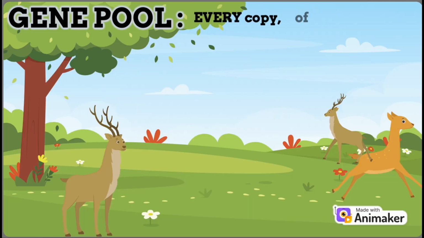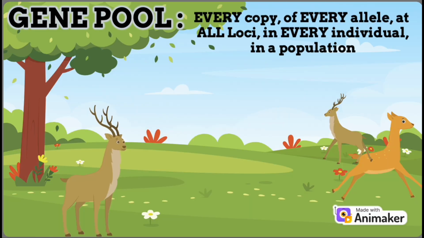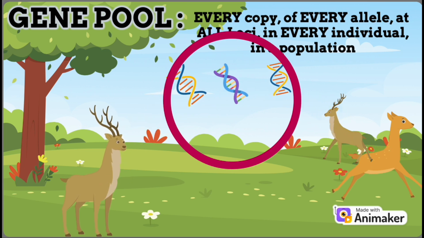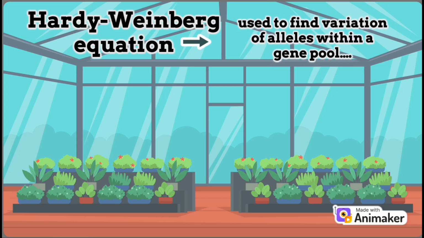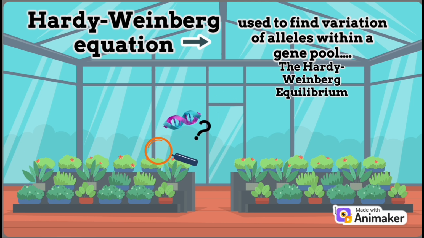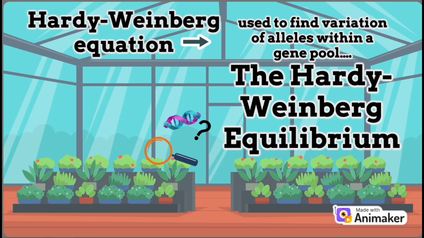A gene pool is every copy of every allele at all loci in every individual within a population. So, for example, for the population pictured here, the gene pool would just be all the alleles within the 3-tier. Now, the Hardy-Weinberg equation can be used to find the genetic variation of alleles within a gene pool at an equilibrium. In this case, the Hardy-Weinberg equilibrium.